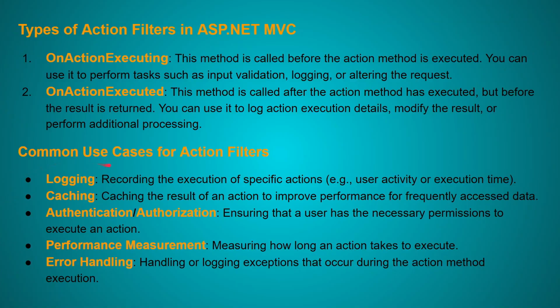Now, we will see common use cases for action filters. First one is logging, recording the execution of specific actions, for example user activity and execution time. Caching: caching the result of an action to improve performance for frequently accessed data. Authentication or authorization: ensuring that the user has the necessary permission to execute an action. Performance measurement: measuring how long an action takes to execute. Error handling: handling or logging exceptions that occur during the action method execution.